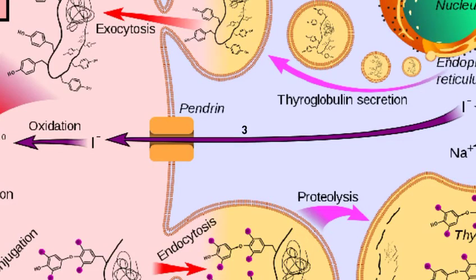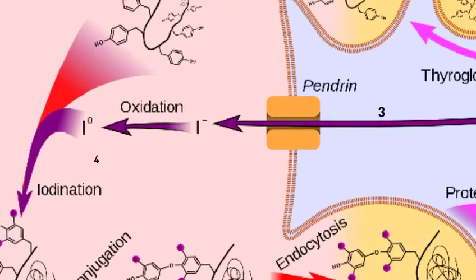And once this iodide is inside the lumen of the thyroid follicle, it has to be converted, or in better words, oxidized to iodine to be able to attach to tyrosine residues, or these tyrosine rings. And the enzyme that oxidizes iodide to iodine is called thyroperoxidase. And again, this is happening inside the lumen of the thyroid follicle. So now we have our free iodine, which can attach to these tyrosine rings to produce T3 and T4.